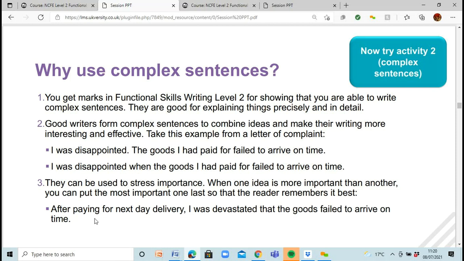So after paying for next day delivery, I was devastated that the goods failed to arrive on time. So again, same sentences. I was disappointed. My items didn't arrive on time, but I paid for them. But they're making them a lot more interesting. Now you know exactly what that person was feeling, right? They must have been so excited to get the items that they paid for. And they're not just disappointed, they're devastated. So it's emotive language there as well. So you can include all of this in when you're doing your sentences.